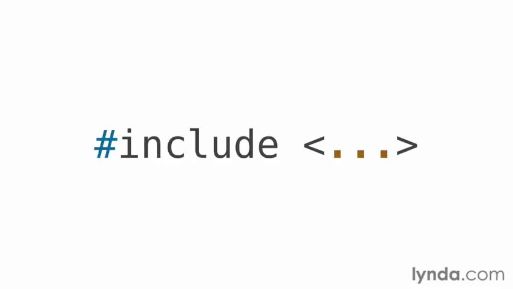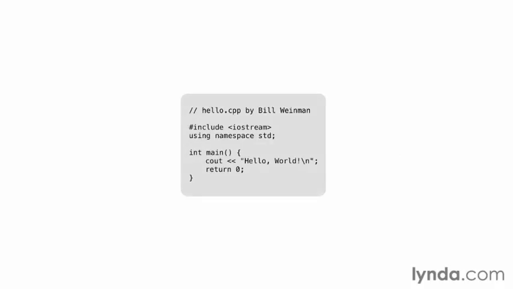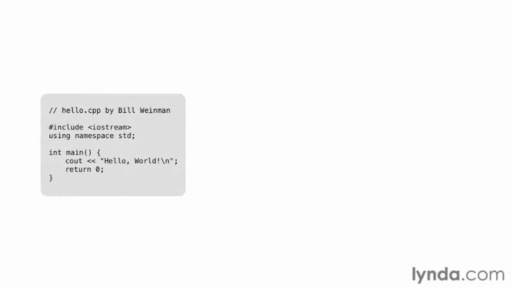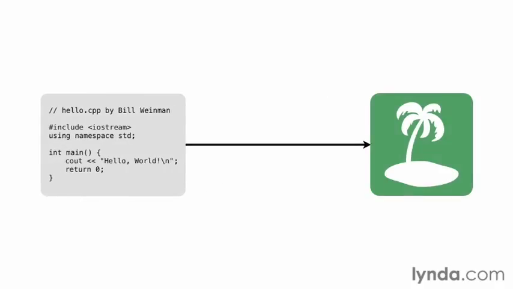The C preprocessor provides a number of essential capabilities for both the C and C++ languages. Let's take a quick look at what it does. In order for your source code to become an executable program, it first needs to be compiled.